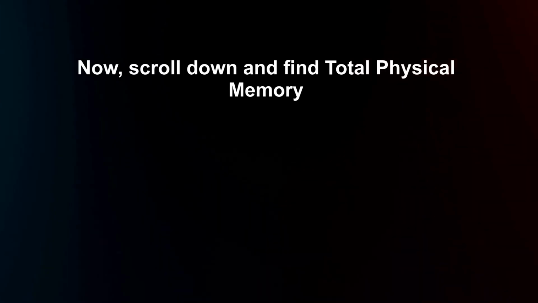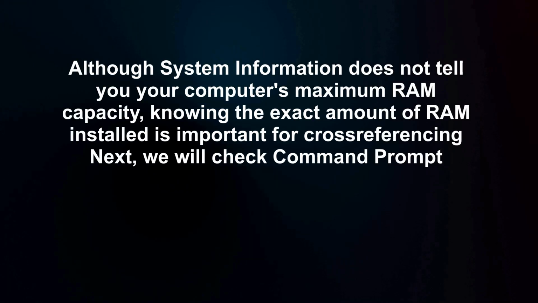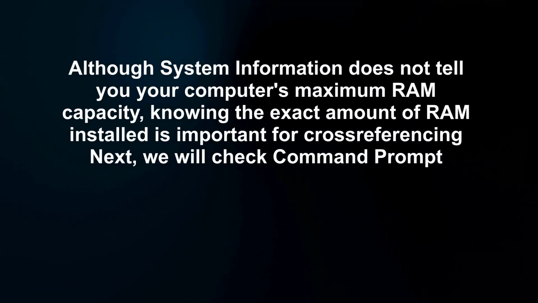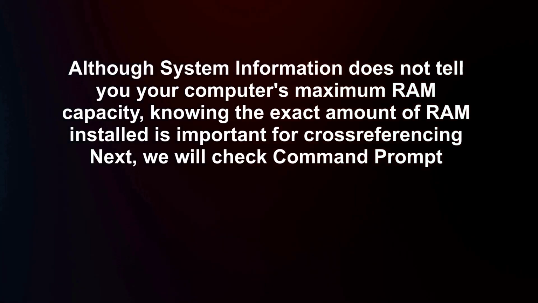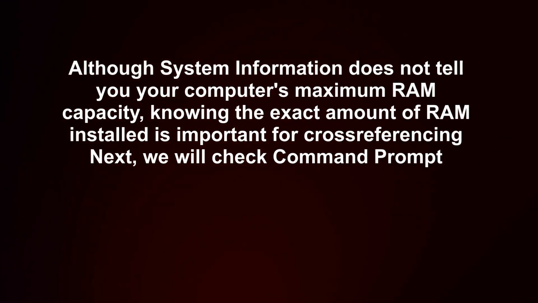Now, scroll down and find Total Physical Memory. Although System Information does not tell you your computer's maximum RAM capacity, knowing the exact amount of RAM installed is important for cross-referencing. Next, we will check Command Prompt.